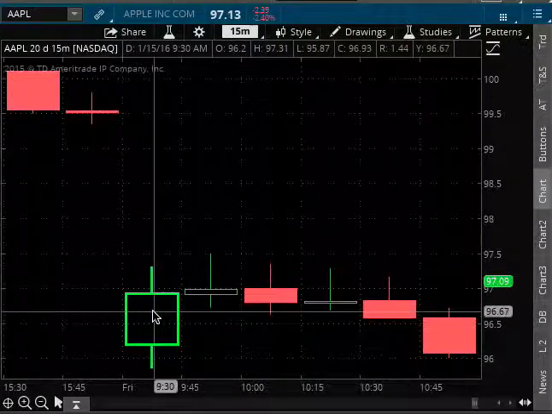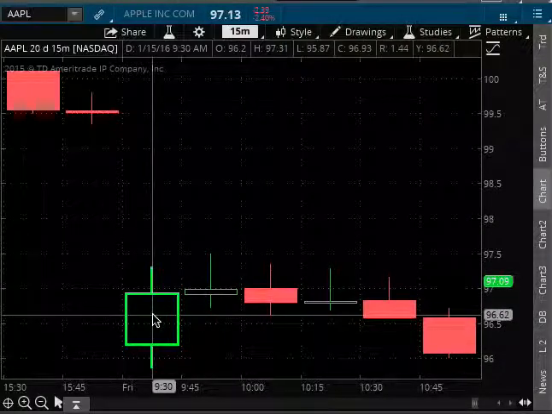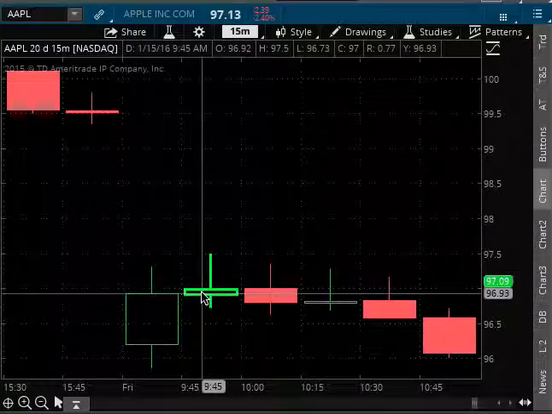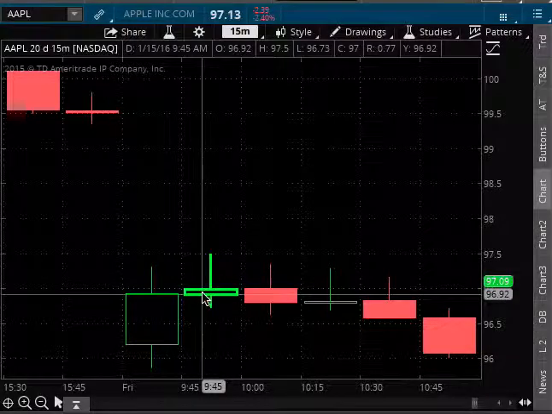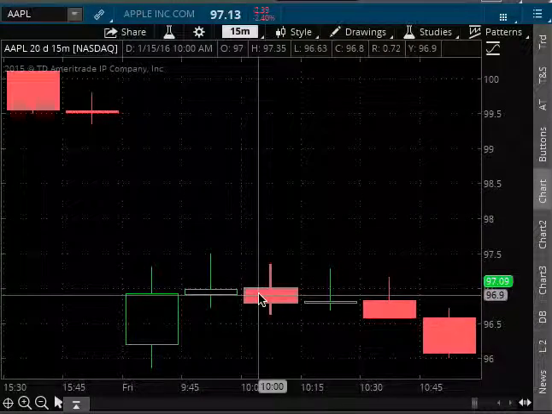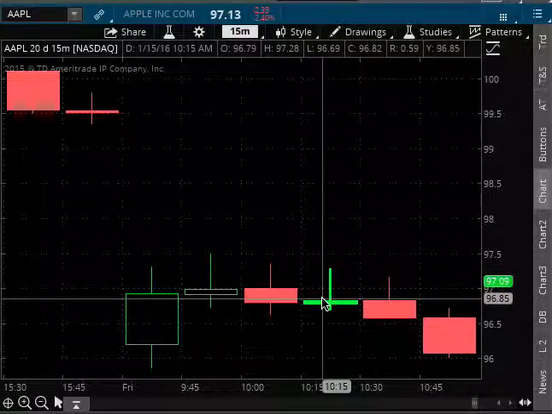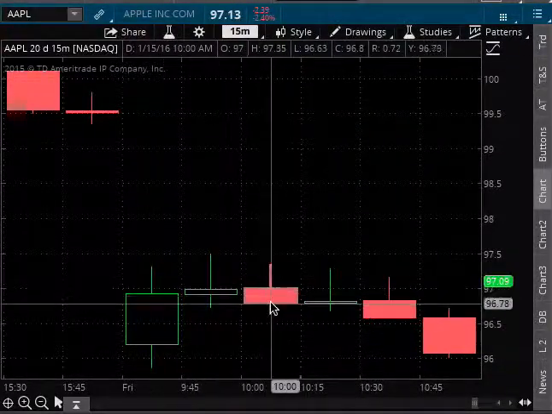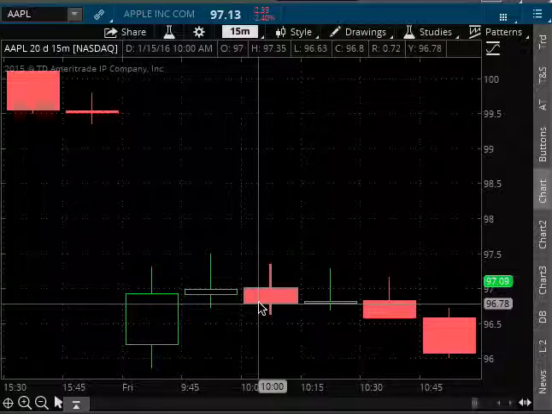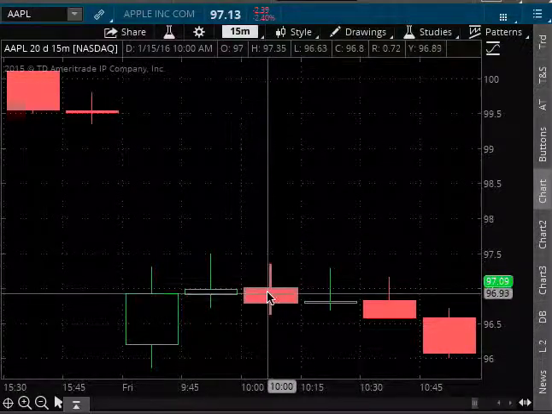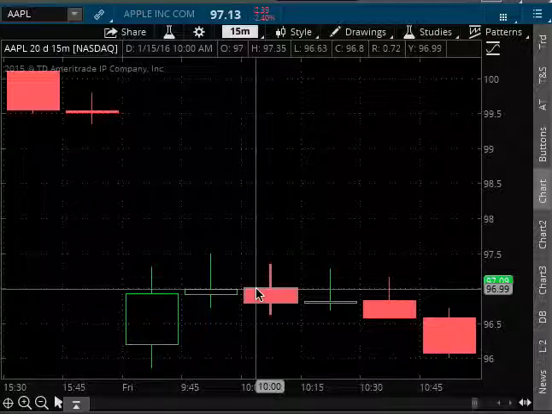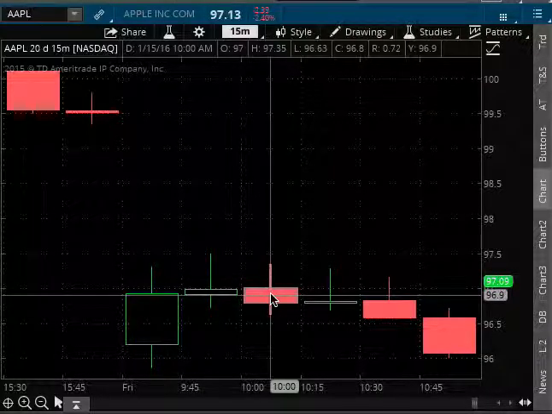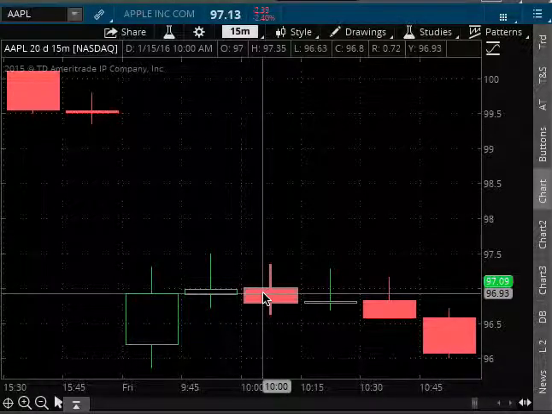Because this candle right here represents the 9:30 to 9:45 time frame. This represents 9:45 to 10. This represents 10 to 10:15. This represents 10:15 to 10:30. Now, if a candle is red, then we open at a certain price. Looks like if we look up top at 97, and we close at a lower price, $96.80.